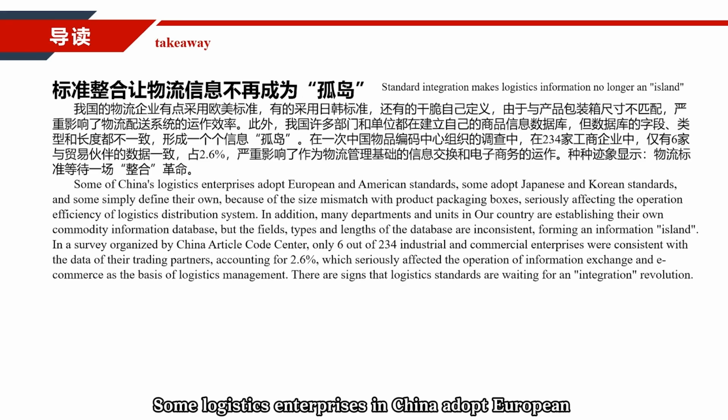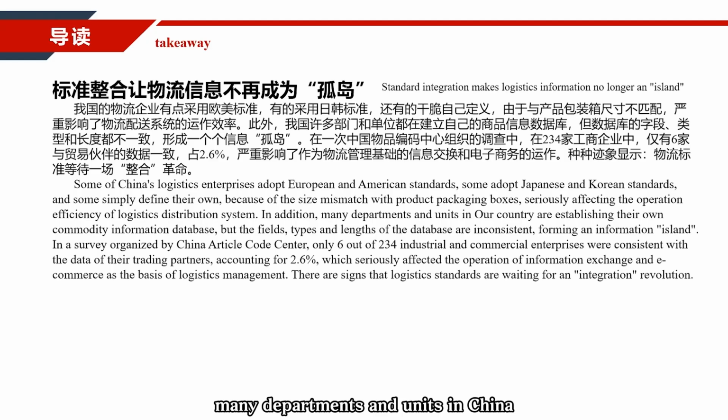Some logistics enterprises in China adopt European and American standards. Some adopt Japanese and Korean standards, and others simply define their own due to mismatch with product packaging box sizes. The operational efficiency of logistics distribution systems is seriously affected.